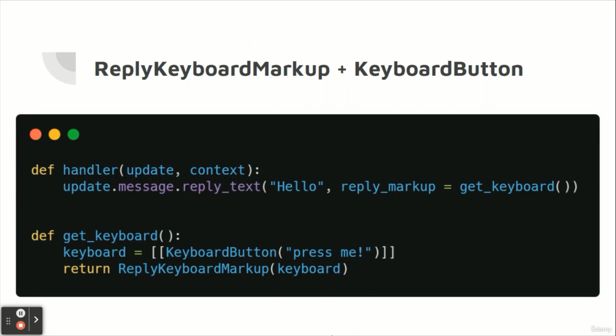Finally, let's talk about keyboards. Reply keyboard markup represents custom keyboard with reply options. The most important property of it is the keyboard, which holds array of button rows, each represented by array of keyboard button objects. The keyboard button class represents one button of the reply keyboard. It contains the text property, which means the text of the button. It will be sent to the bot as a message when the button is pressed. The example is shown on the slide. We will develop a similar keyboard for our bot.